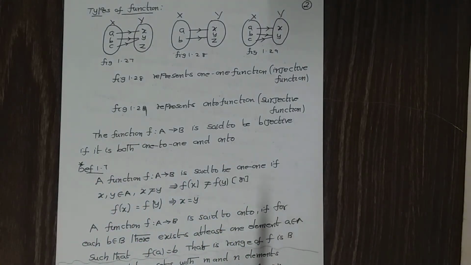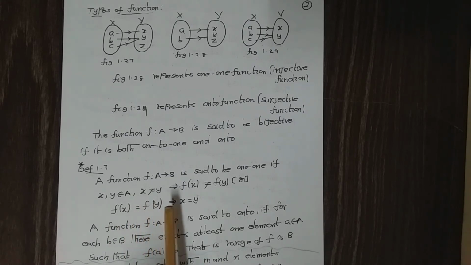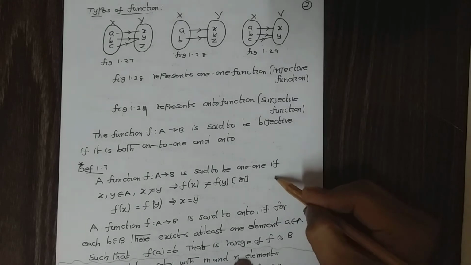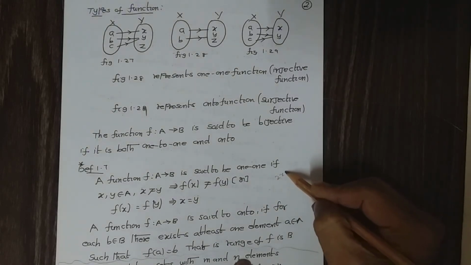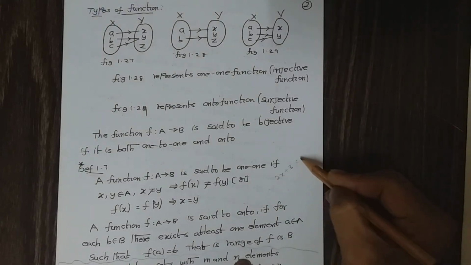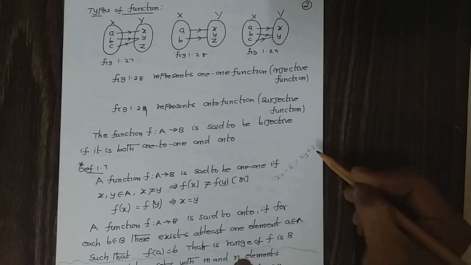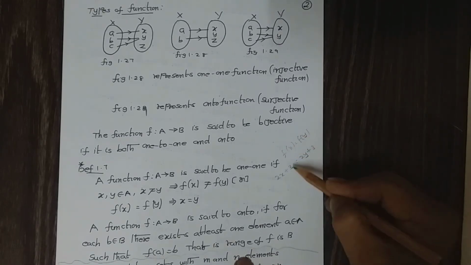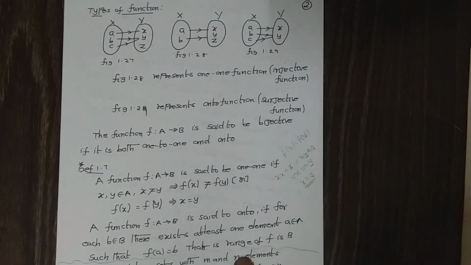How will you prove? You have to take this condition. If you want to prove the given function is a one-to-one function, you should take f of x equal to f of y, then you have to prove x is equal to y. One example I will tell here itself. For example, 2x plus 3 is equal to 2y plus 3, that is f of x is equal to f of y. Then 3 cancel, 2x is equal to 2y, 2 cancel, x is equal to y. So it is a one-to-one function.